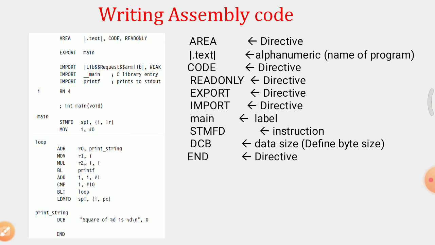Then there is a vertical bar, inside which .text is written, where we can write any alphanumeric characters. It is the name of the program. If we are writing a name for the program, there is no need to write it inside vertical bars. If we are not mentioning any name for the program, then we should keep .text in the vertical bars.